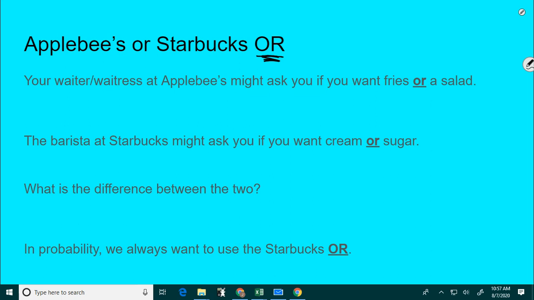Different situation. At Starbucks, you get a coffee, not your mocha latte, pumpkin spice, cinnamon, whatever. Just regular coffee. They ask you, do you want cream or sugar? Right? So we used or, but they mean slightly different things there. Okay? Think about what is the difference there. Well, up here, fries or a salad, you can't get both without having to pay extra, right? They're saying one or the other, but not both.